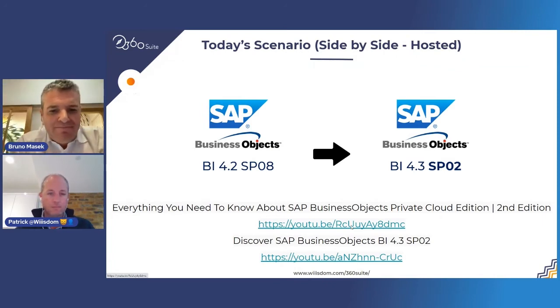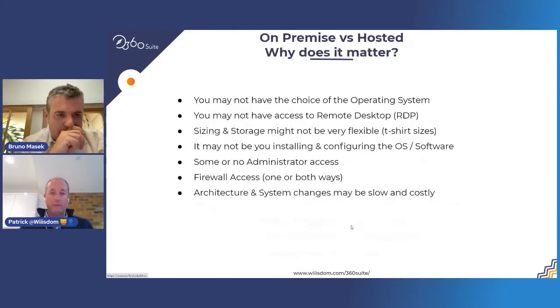So that's pretty nice. Okay, so that's the context of what we're trying today. You have 4.2 or 4.3, right? So you have business objects on-premise on your own server, and you wish to go to the private cloud edition, PCE, hosted by SAP, and you want to do the work here.